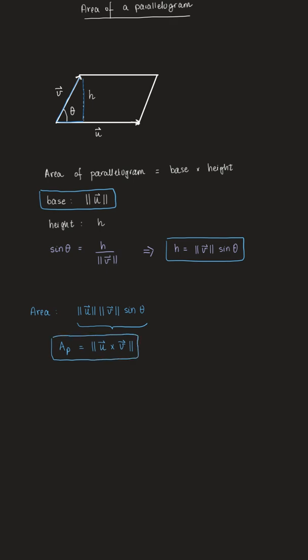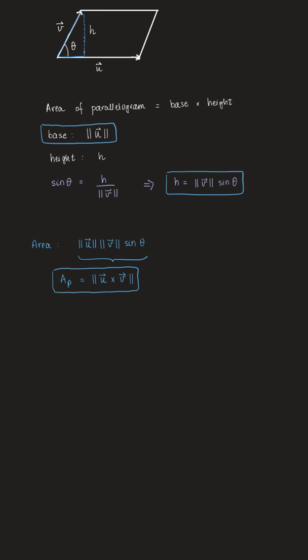Now we can extend this idea to the area of a triangle. How are we going to do that? Well, we know that the area of a triangle is just going to be half the area of a parallelogram. And so now we have that the area of a triangle, if we have these two adjacent vectors that share the same tail, is going to be 1/2 the magnitude of the cross product of the vectors. So the cross product allows us to find the area of a parallelogram and the area of a triangle.